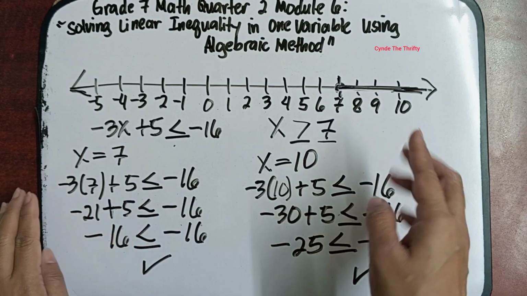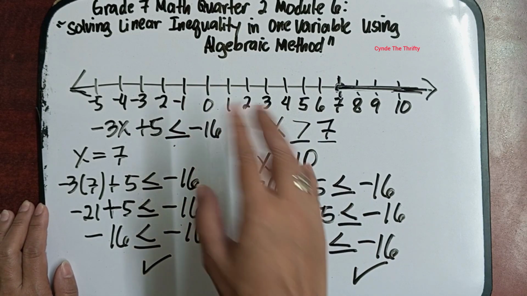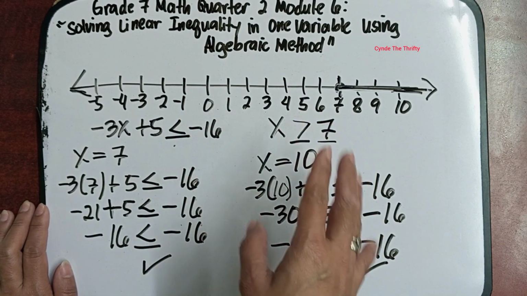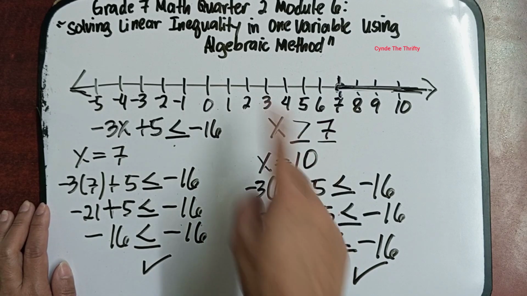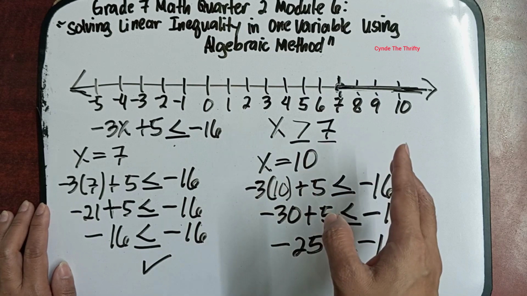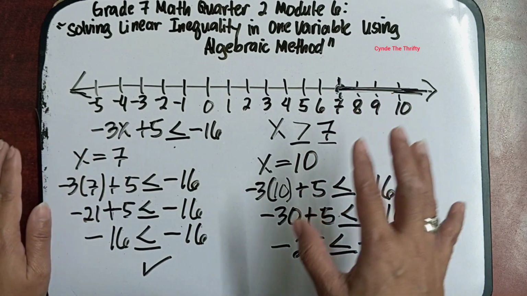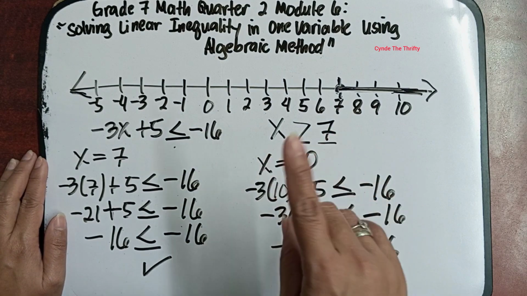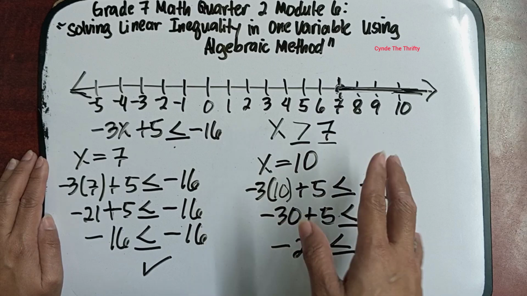Okay, you noticed in our previous lesson that when we solve a linear equation in one variable using the algebraic method, it has only one solution. While when we talk about inequality, it has many solutions. So that is the difference between the two. Our next lesson is solving linear equation in one variable involving absolute value by algebraic method and graphing.